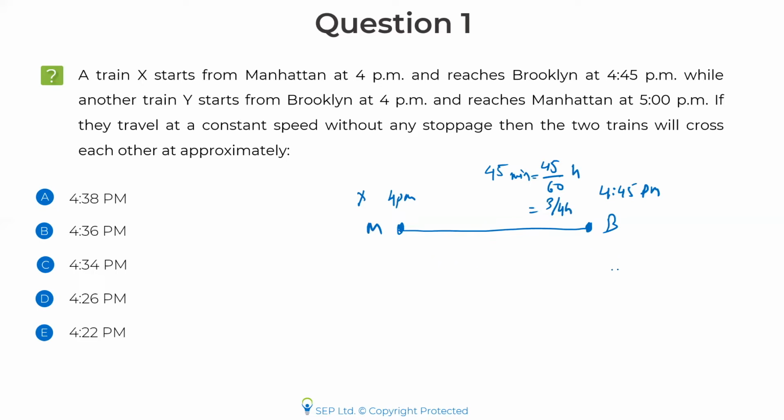Now there is another train, Y, which starts at exactly 4 p.m. from Brooklyn and it reaches Manhattan at 5 p.m. So I understand that this particular train is taking 1 hour to cover the distance. Okay, so this is what is given in the information. Now let us see how I can utilize this to solve this question.